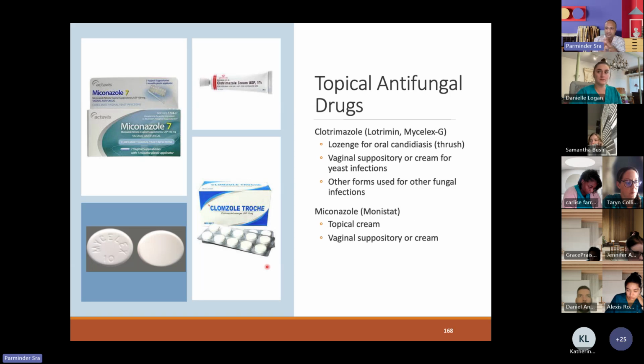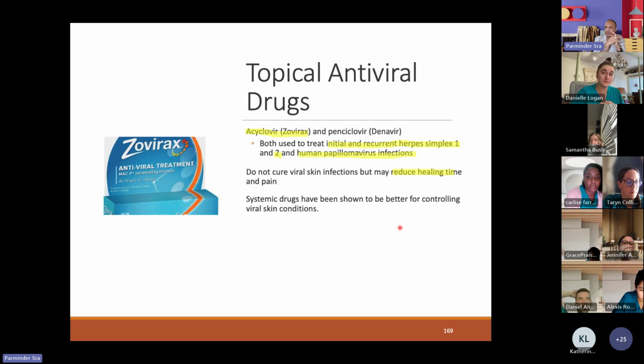Here are some common antifungal drugs, which we just talked about, like your azoles. Nothing different here, same as before, but let's go over some important ones. This is an antiviral drug, acyclovir, brand name Zovirax. Important, okay? So know that drug.